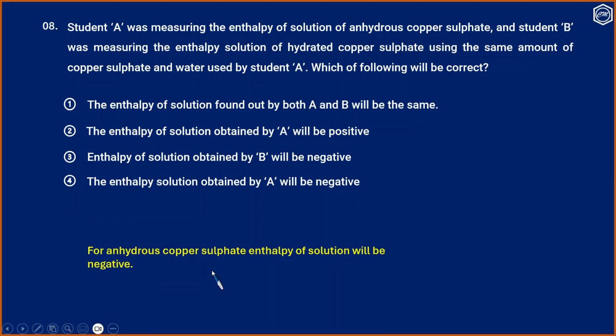For anhydrous copper sulphate, enthalpy of solution will be negative. And since student A is using anhydrous copper sulphate, the enthalpy of solution measured by student A should be negative. So the correct answer should be option 4.